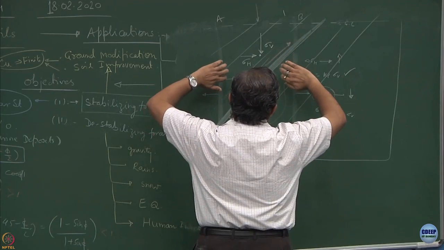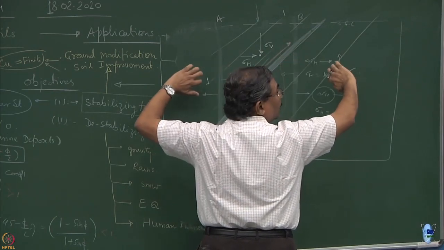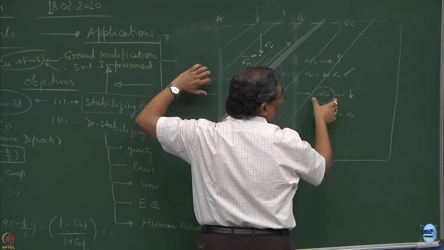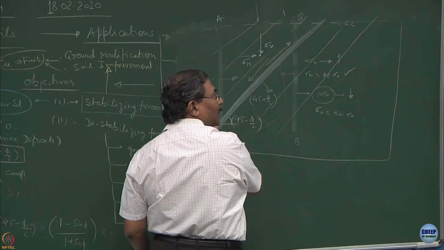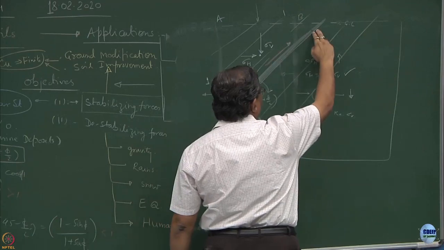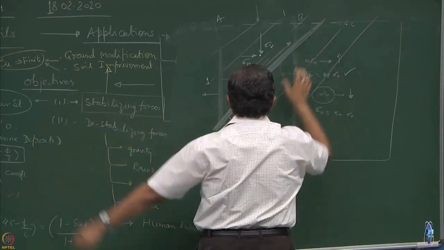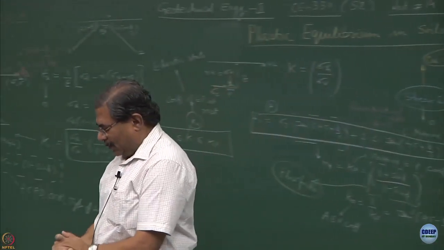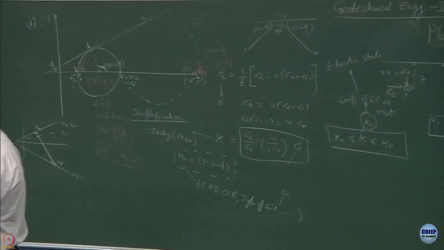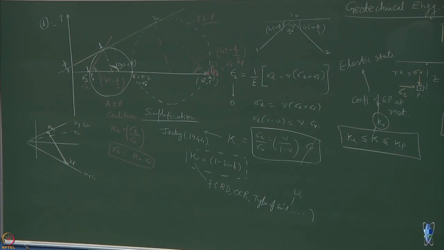The second situation is, if you stretch it out, relaxation of the sigma h values, this block has a tendency to move down, and the slip surface will change in compatibility with that, this will become 45 plus phi by 2. This is what is defined as the state of plastic equilibrium in soils.